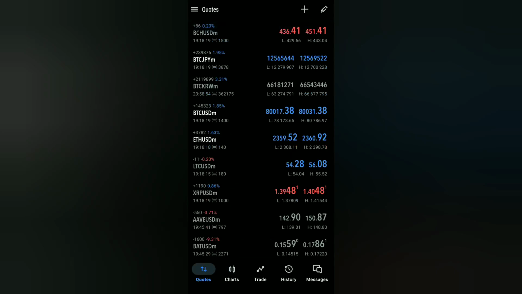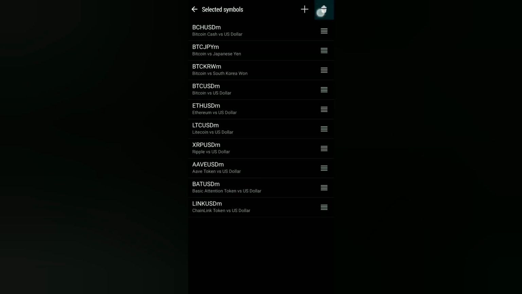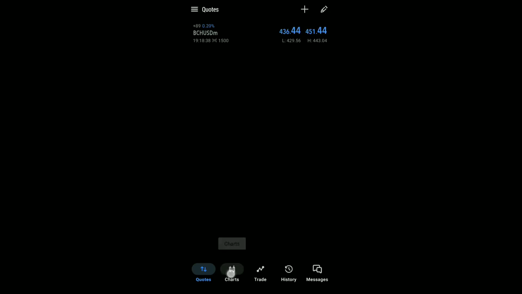So the first thing to do here, just come to this pencil icon here. You see this pencil icon here? Just click it. Then you see this basket here. Just click it. Then you see this one here. Just click it. Delete everything. Now you cannot delete this first one here. So what you will do, just go back, click back. Then you come down here to charts. Just click it.